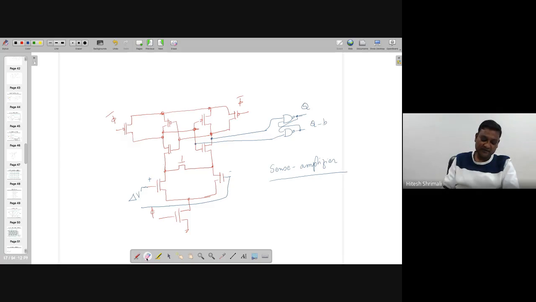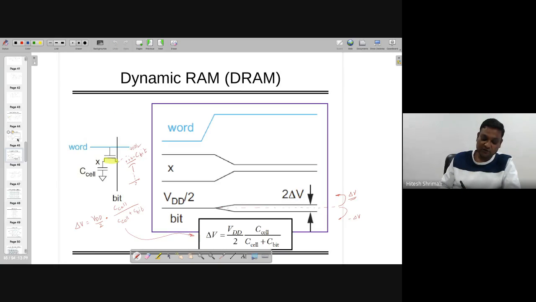Note that it depends on your application whether you require this or not. If you are keeping this, it's acting as a resistor. If you don't keep it, it's acting as a latch, right? So this is what you can use, and you can have the Q and Q bar. So here the most important role is actually played by the capacitor as well as the sense amplifier.